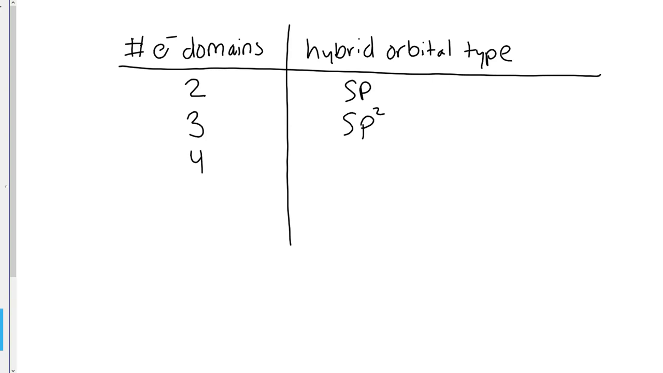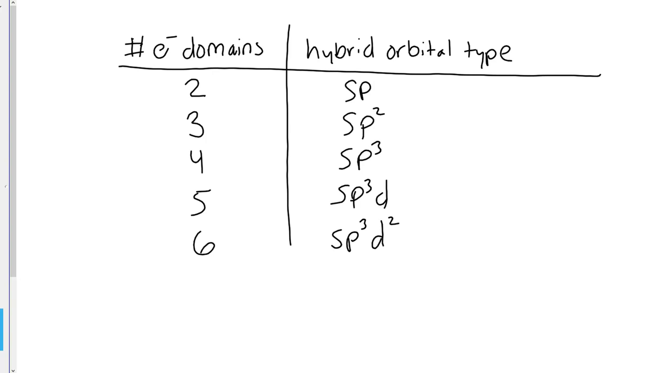In our ammonia example, we had 4 electron domains. What kind of hybrid orbital did we have? sp3. Are we starting to see a pattern yet? Yes. So if we had 5 electron domains, what would it be? You only have 3 orbitals. Good. sp3d. And then 6 would be sp3d squared. Good. That's it.